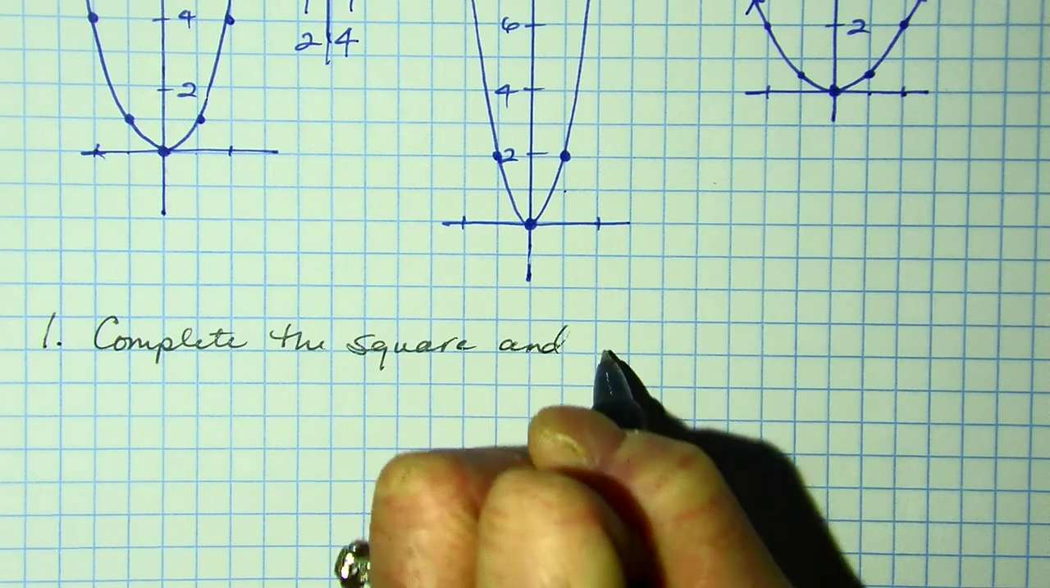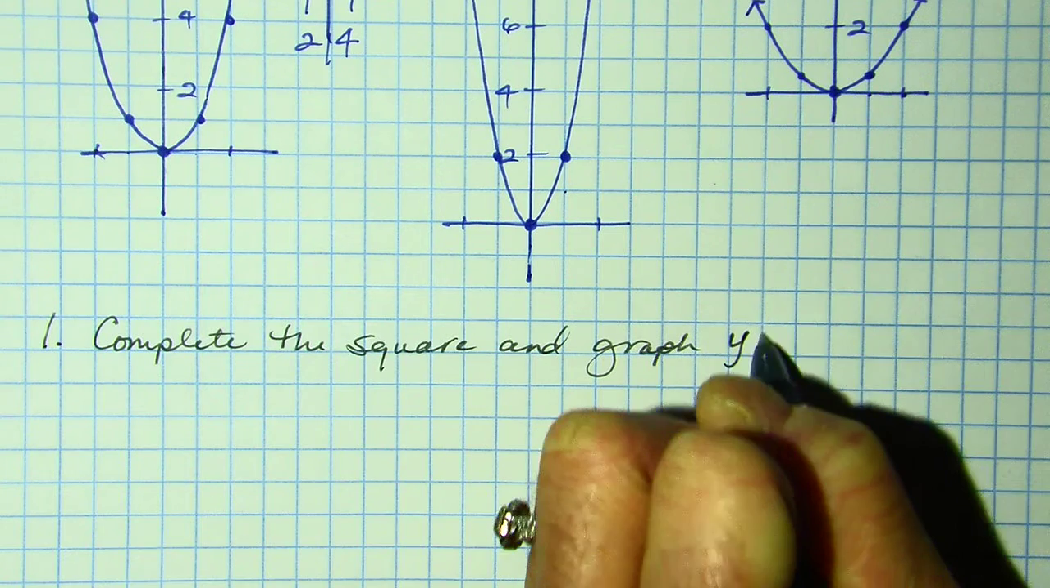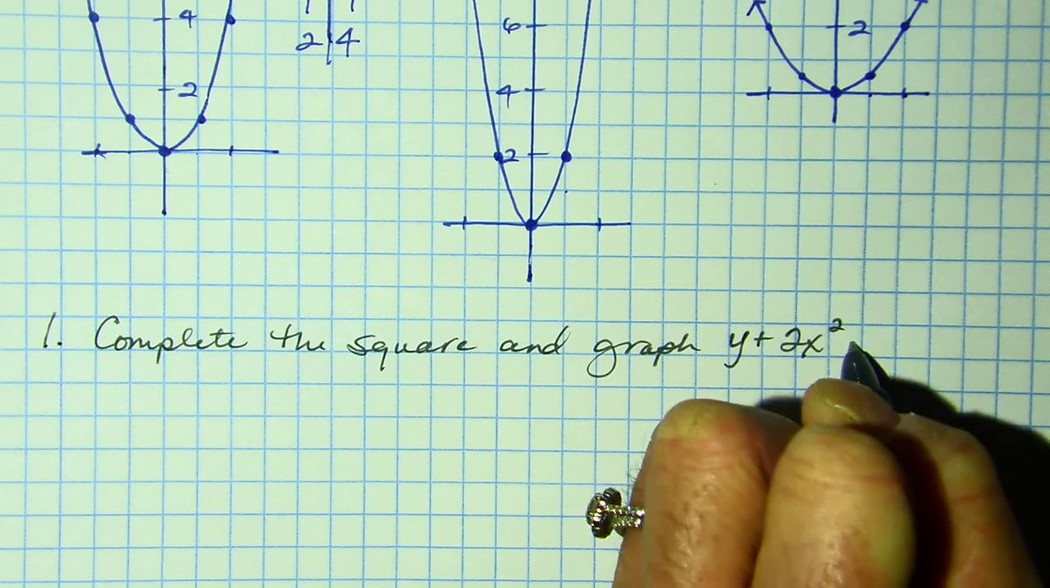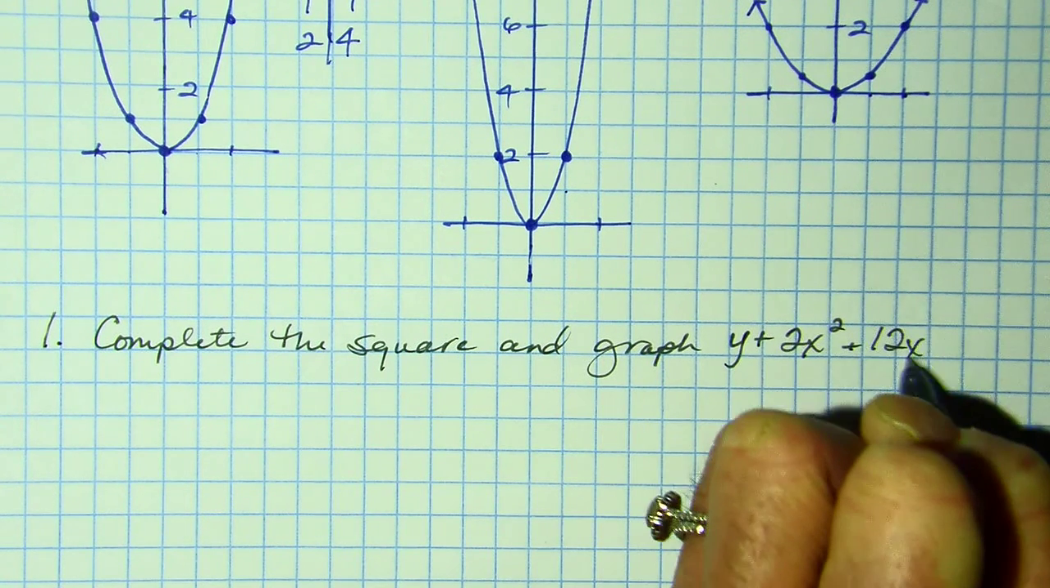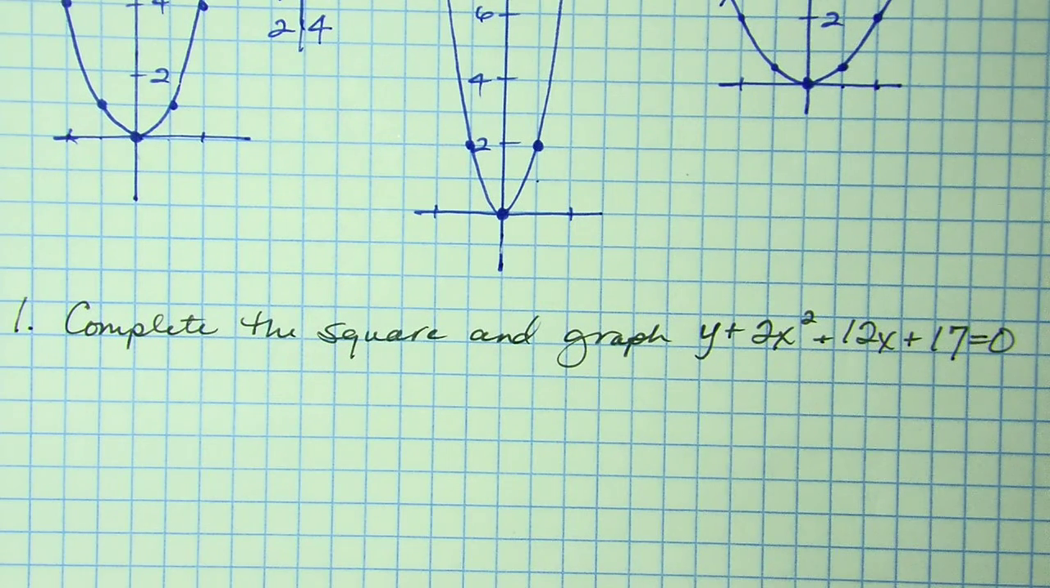Graph y plus 2x squared plus 12x plus 17 equals 0. Now, the first thing I should mention here is this is in general form. General form has everything on the left, everything together. It's not in perfect order, though. The difference is we are completing the square, so we need to move things around.